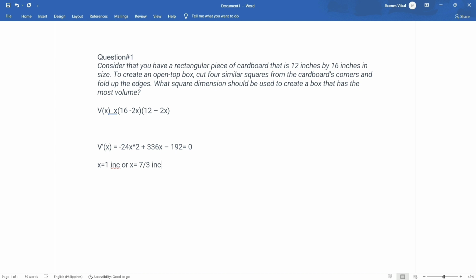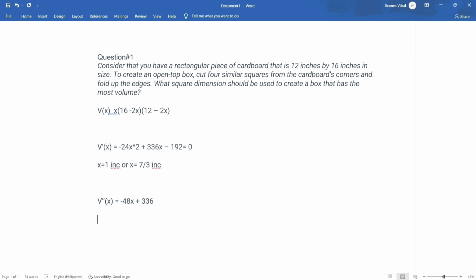Step 5. Test for the maximum or minimum. We can use the second derivative test to determine whether each critical point corresponds to a maximum or a minimum. Evaluating the second derivative of V of x, we get the second derivative of V of x is equal to negative 48x plus 336.